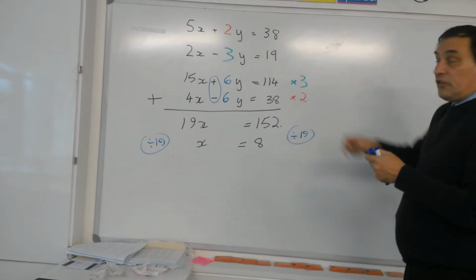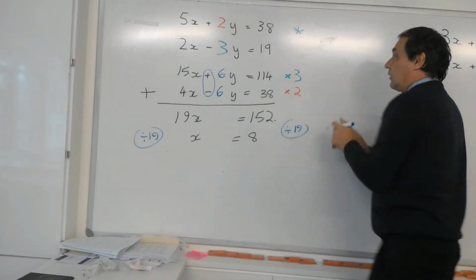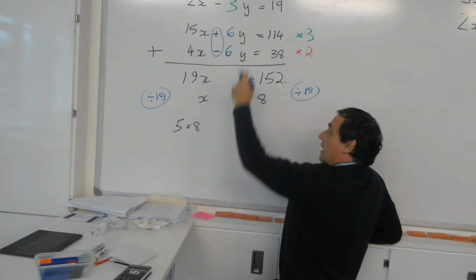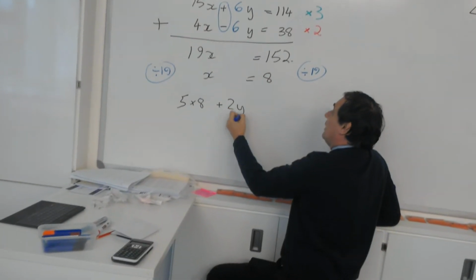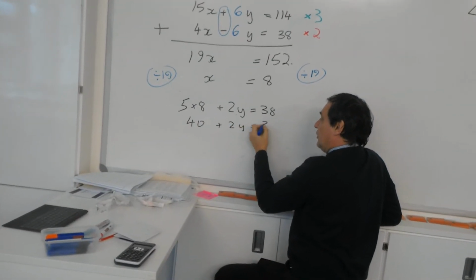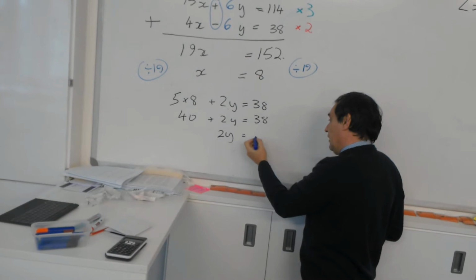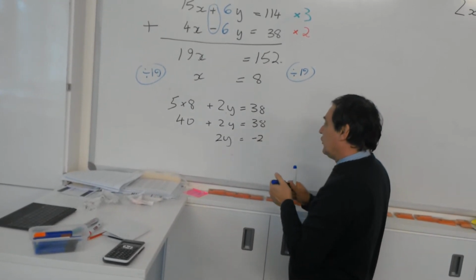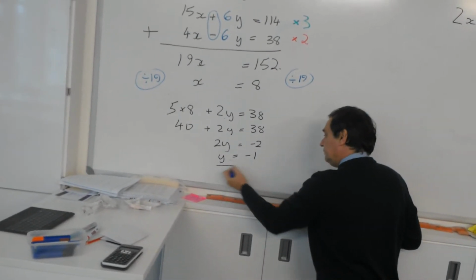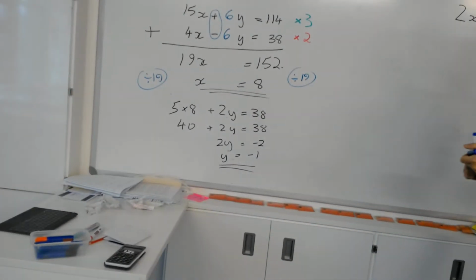What I'm going to do now is substitute this value of x equals 8 back into my top equation here. So I'm going to have 5 times 8, because remember the x is now 8, and 2y is equal to 38. So 40 plus 2y equals 38. And then finally 2y, taking the 40 over the other side to leave the y on its own, is minus 2, and then y becomes minus 1 because divided by 2. So I've got my solution of x equals 8 and y equals minus 1.